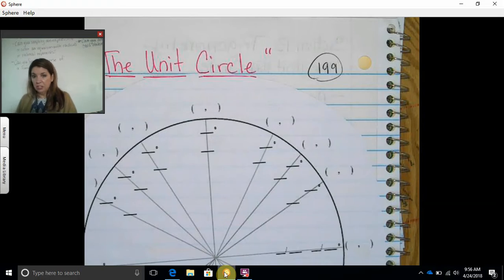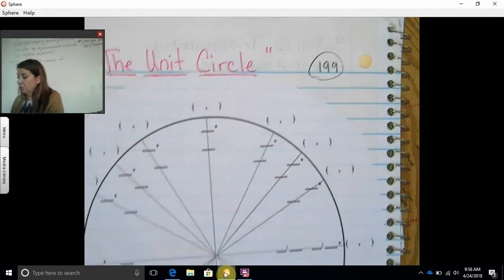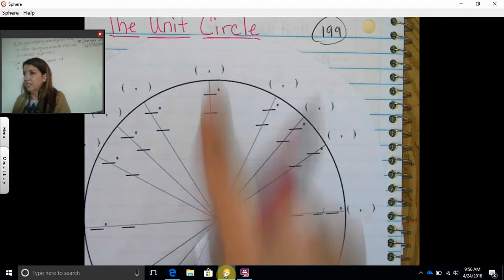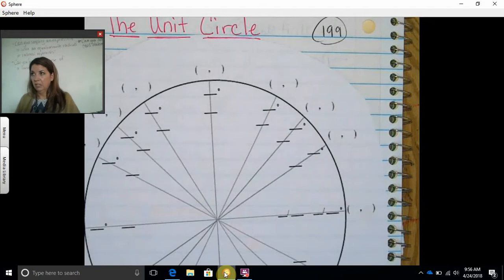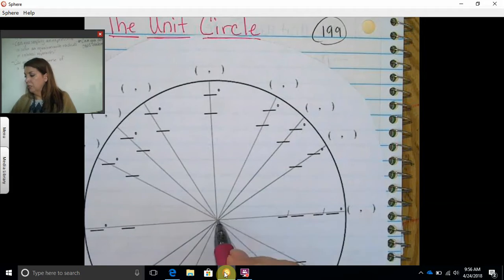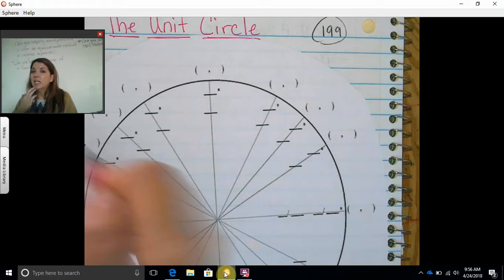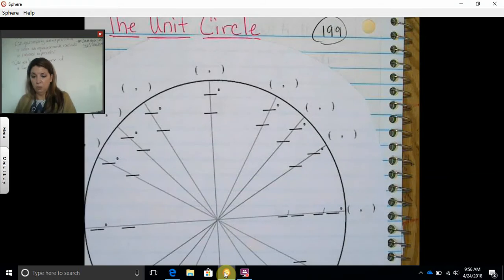So the first thing you need to know is that on a unit circle, every radius has a length of 1, okay? So y'all know what a radius is, right? Goes from the origin to the edge of the circle. So each one of these lines in the middle, on a unit circle, they all have a length of 1. Just 1 unit, all right?